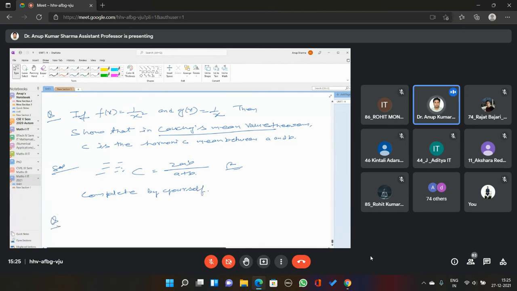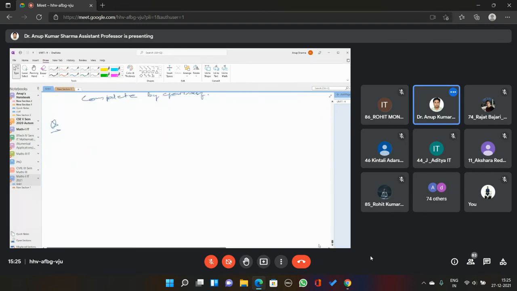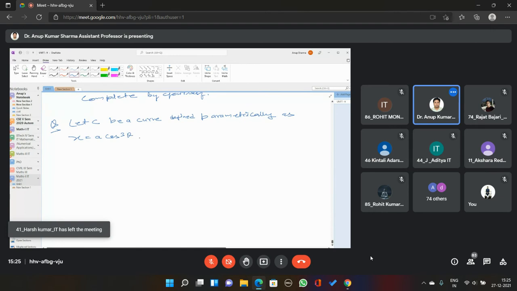Okay, one more question you can try. Let C be a curve defined parametrically as x is equal to a cos cube theta, y is equal to a sin cube theta, theta less than or equal to pi by 2 and greater than or equal to 0.